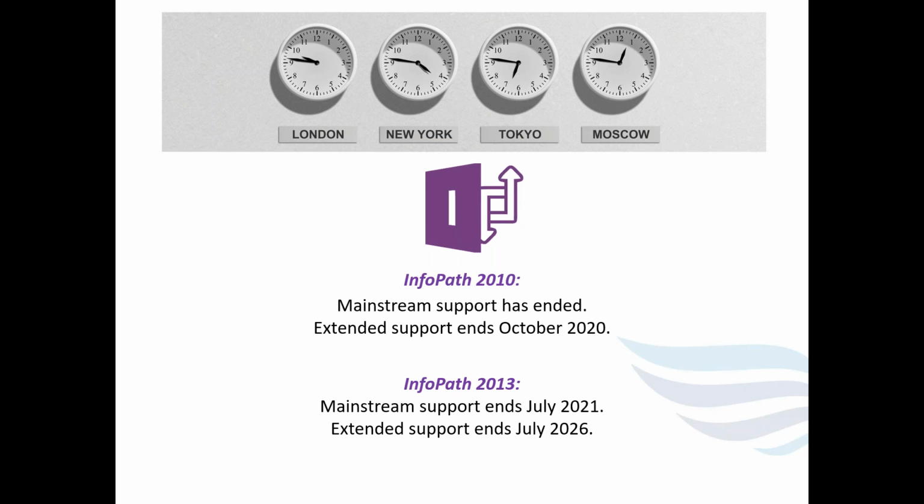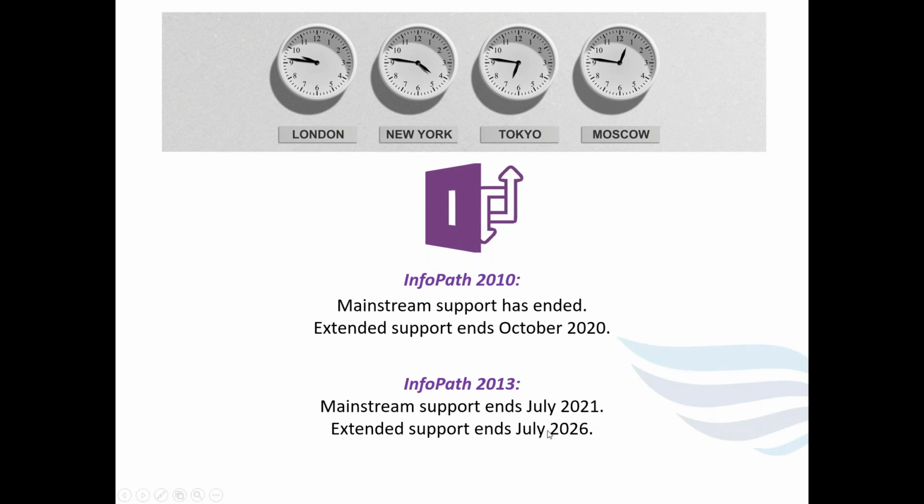That's it. Extended support's over for 2010. 2013, you've got till next July for mainstream, and then a few more years to go for extended. But that really doesn't mean much. All it means is it's following the life cycle of SharePoint 2016. Those are the same dates as the life cycle of SharePoint 2016. And it does not mean that they're actively developing it. They're not doing anything more on it. And really, it's time to move off it.